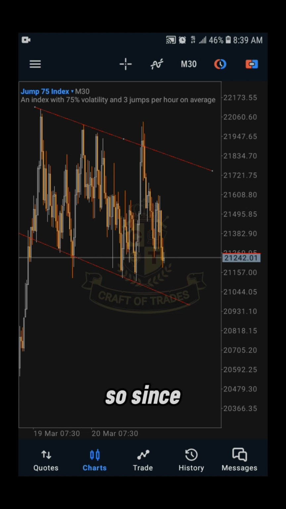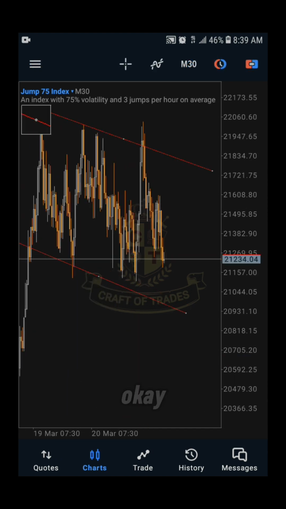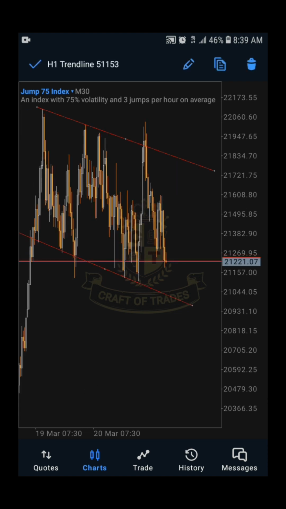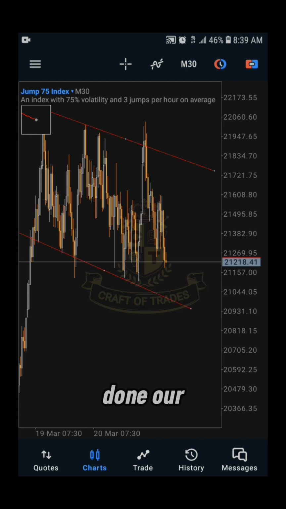Since I spotted this on a 2-hour time frame, I came to a 1-hour time frame and I drew my trend lines. Then I came to a 30-minute and I drew my trend lines correctly. That's what you have to do to draw proper trend lines. So now we have done our trend lines.